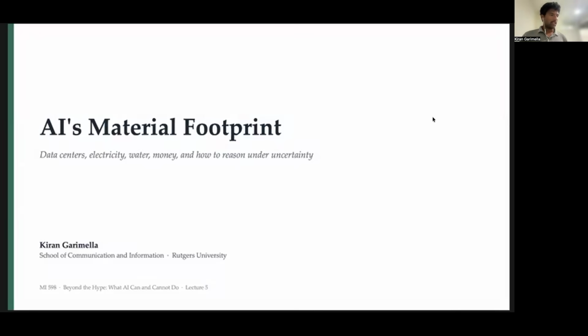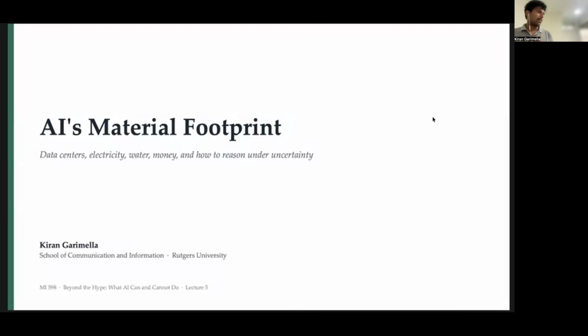This week we're going to talk about the impacts of AI. We're going to talk about AI's material footprint, then AI and jobs, then AI and media, and a bunch of things like that in the coming weeks.